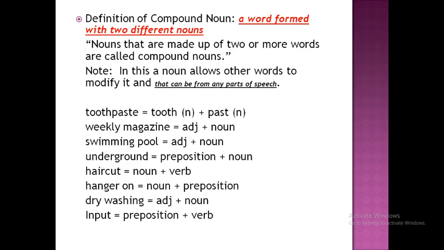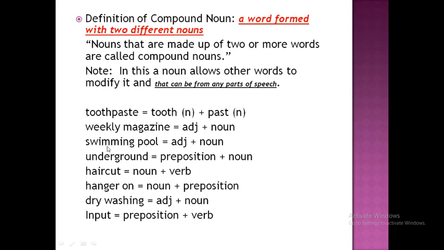And ultimately the compound noun. The example which I gave at the very start is written here as toothpaste. Tooth is a noun, paste is a noun. Both are from the same part of speech. So when we add both the words together and make a new one, this is a compound noun. In the second example, weekly magazine: weekly is an adjective and magazine is a noun. When we added both the words together, it became weekly magazine, and this is a compound noun.